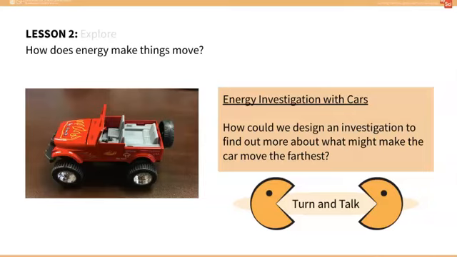Once each student has had the chance to make observations about the car in their group, ask the question, how could we design an investigation to find out more about what might make the car move the farthest? Have students turn and talk to a partner to discuss their ideas. Take a few ideas and record them. Review the questions students are investigating, and then lead a discussion about the components of a fair test.